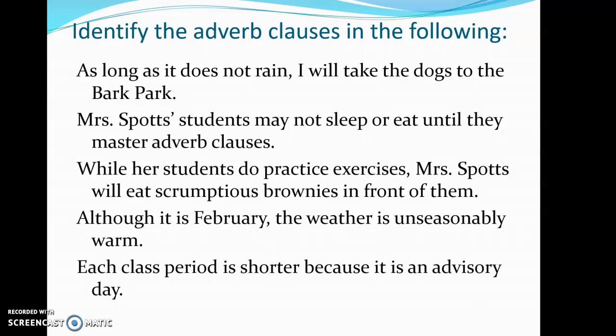While her students do practice exercises, Mrs. Potts will eat scrumptious brownies in front of them. What's the adverb clause? Although it is February, the weather is unseasonably warm. What's the adverb clause? And finally, each class period is shorter because it is an advisory day. What is the adverb clause?